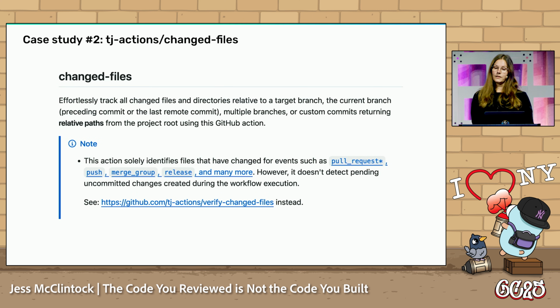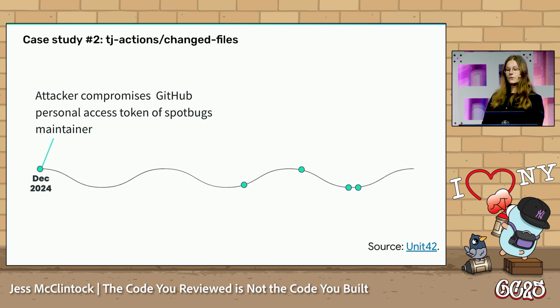For our second case study, I'll be looking into TJ Actions, a GitHub action that allows users to track which files have changed across branches and commits. At the time of the compromise, around 23,000 GitHub repos were using this action as part of their CI/CD workflows. The first steps in this attack took place several months before the attack on TJ Actions actually took place. In December of 2024, attackers abused a workflow in a separate repository to leak a GitHub personal access token of one of the repository's maintainers.